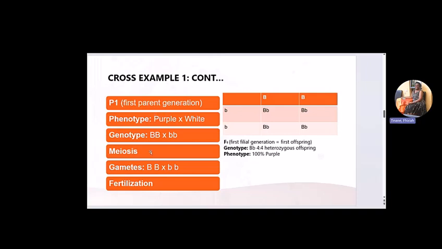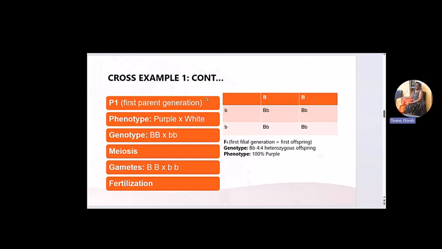Meiosis will take place during the formation of pollen grain, and gametes, which is pollen, are going to be formed, which are haploid, meaning having half the number of chromosomes, and fertilization will take place. The same information here can be shown here in the form of a table.